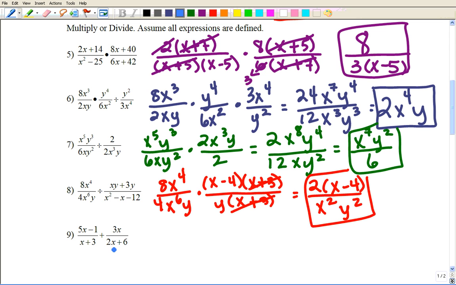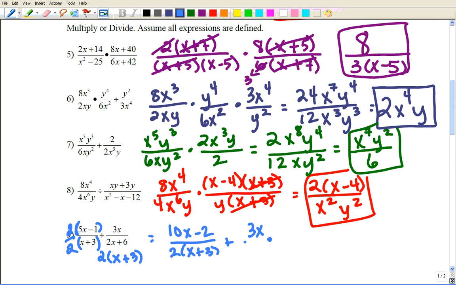I need a common denominator. If I look at this denominator right here, that's the same thing as 2 times x plus 3. Well, it's really close to this other denominator, but it has a 2 in there, so I need to multiply this other thing by 2 on the top and the bottom. So, don't forget to distribute that across the whole thing. So that will be 10x minus 2 over, we'll leave the denominator factored, there's no need to multiply it out, plus 3x over 2 times still that x plus 3.